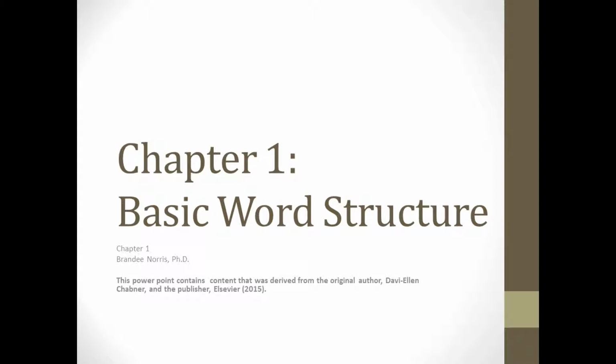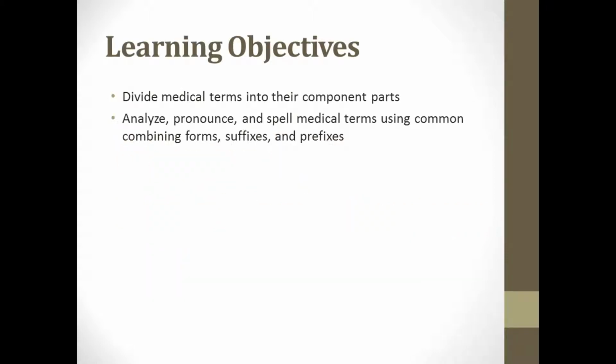Chapter 1 introduces an analysis of medical terms based on basic word structure and builds a vocabulary of combining forms, suffixes, and prefixes. Our learning objectives include: divide medical terms into their component parts; analyze, pronounce, and spell medical terms using common combining forms, suffixes, and prefixes.